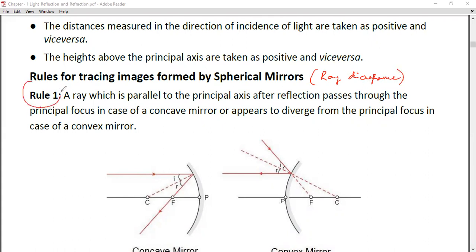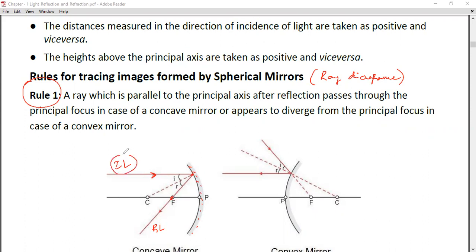As a part of that, guys, if you consider rule 1, then when the incident light is falling parallel to the principal axis, listen guys, here this is parallel to the principal axis and this is the concave mirror. Fine. Then after reflection, the light ray passes through the focus, and this is a standard and very important rule, guys. We will use it quite often in image formation. So for a concave mirror, when the light ray falls parallel to the principal axis, then after reflection, all the time it passes through the focus.